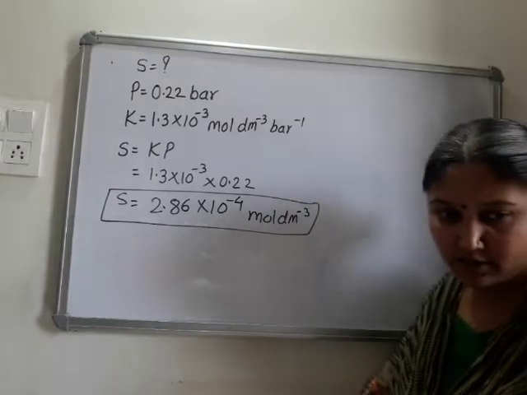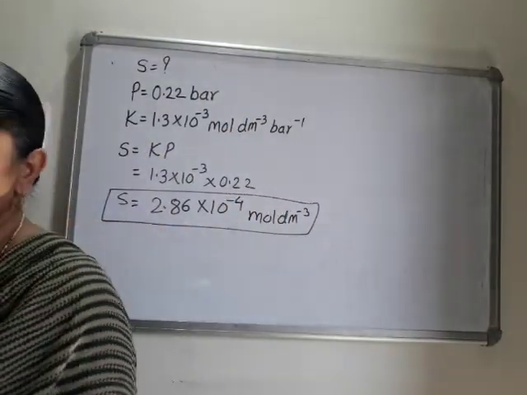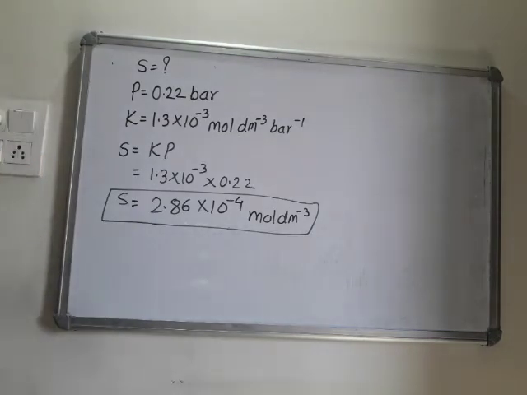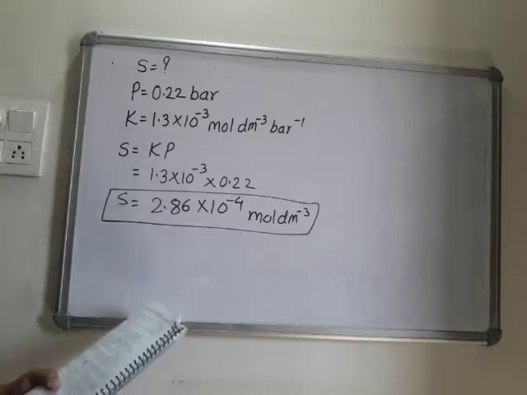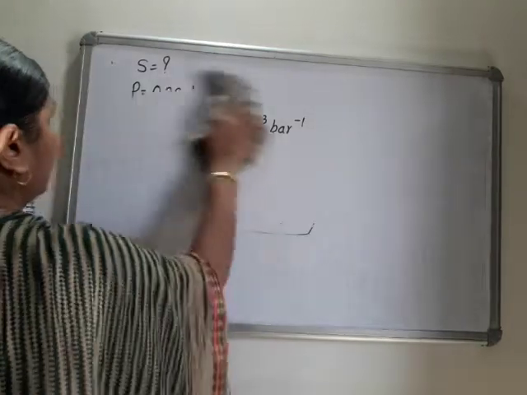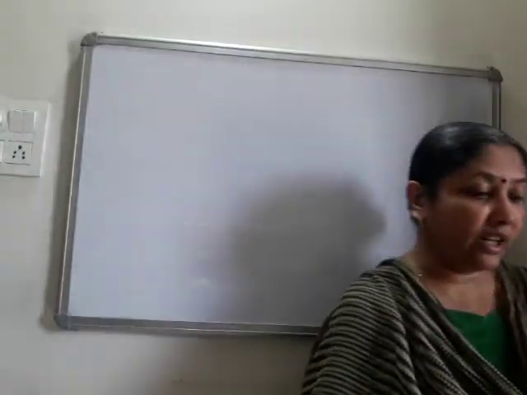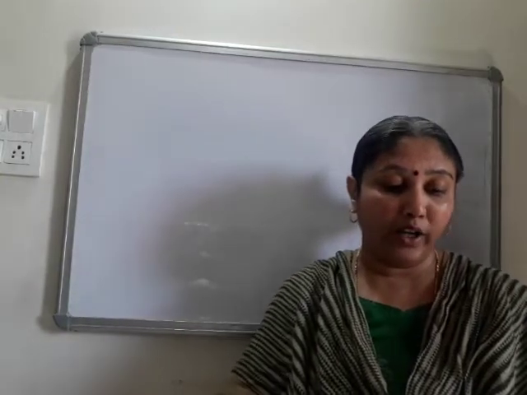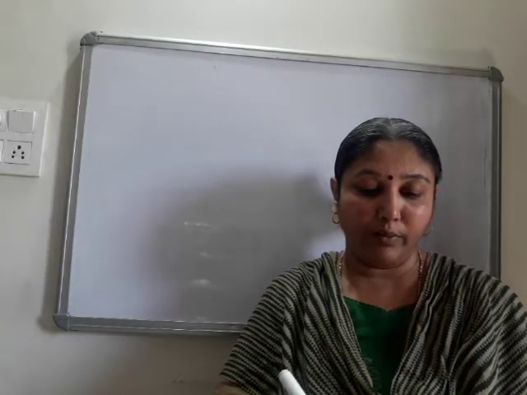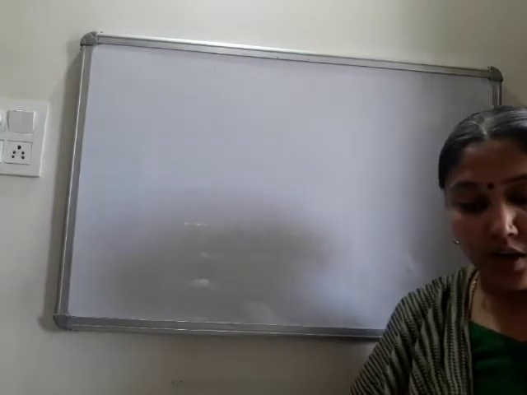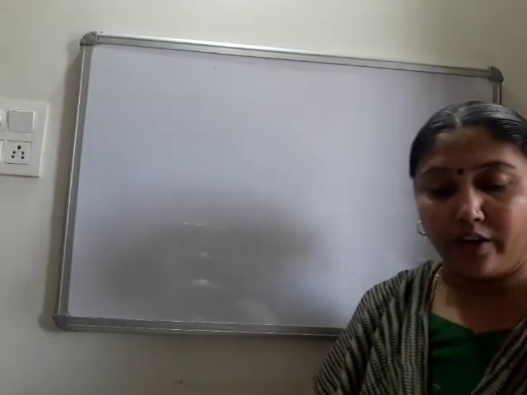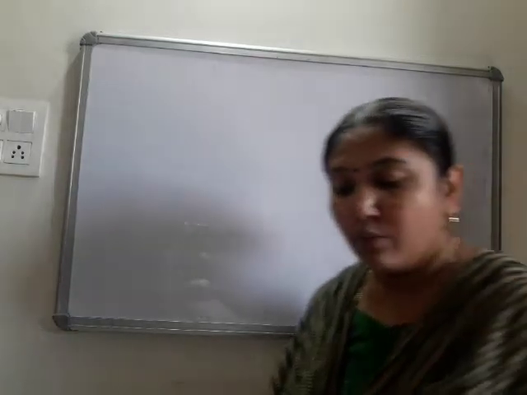Solubility of a gas at 27 degrees Celsius and at 3.8 bar is 5.345 into 10 raised to minus 4 mole per dm cube.